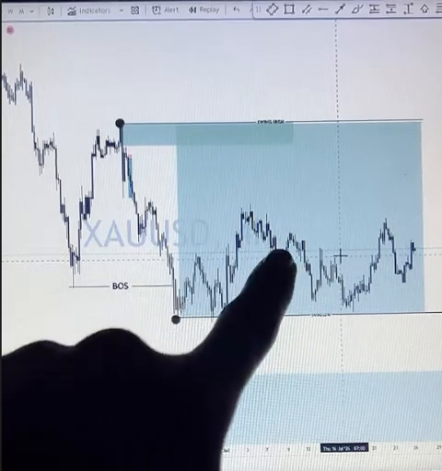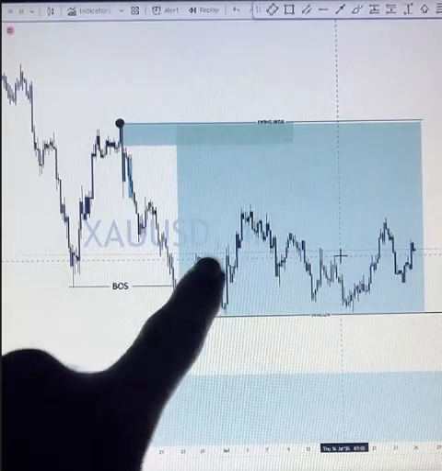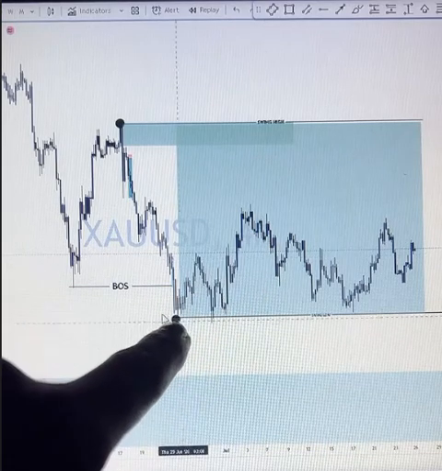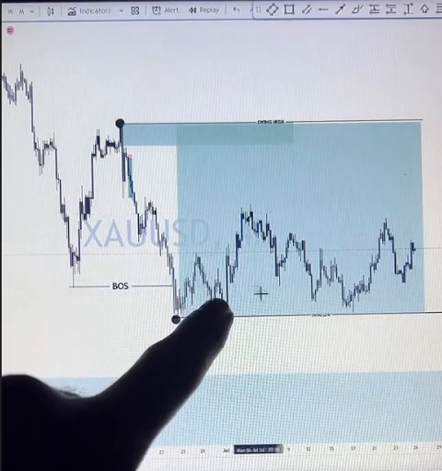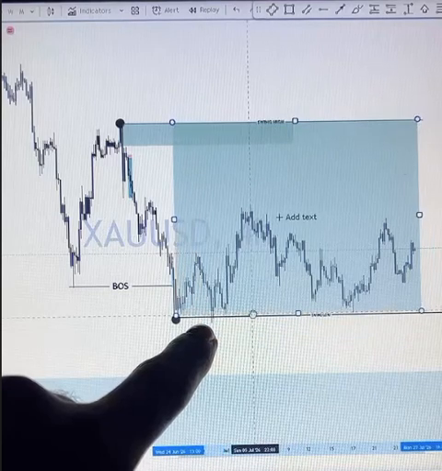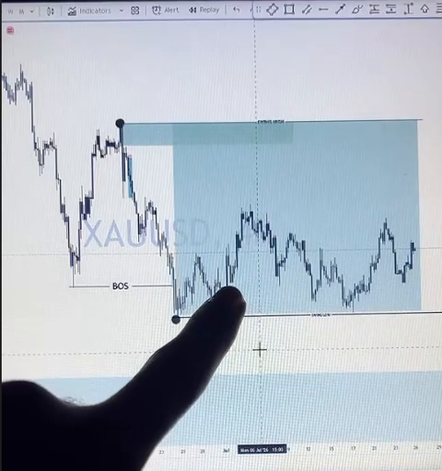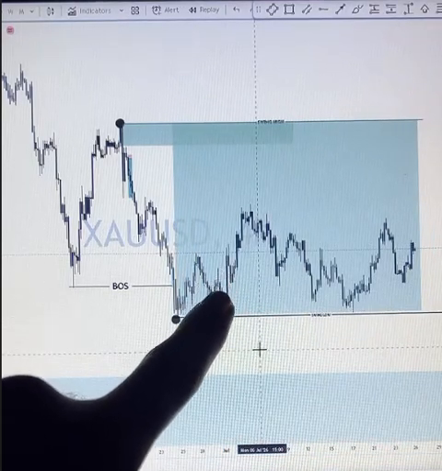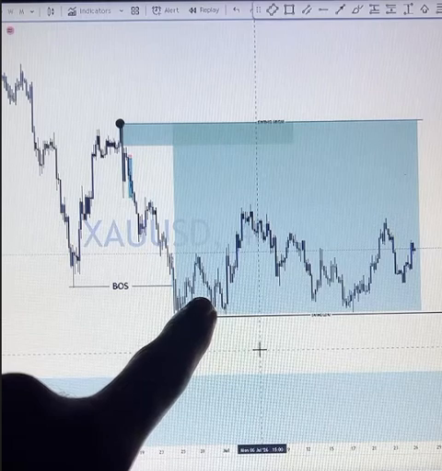There are different types of pullback. There is pullback by structure, there's pullback by candle, and there's pullback by 50% range. Now, guys, which of the pullback do we have here? I believe I've taught you guys this one.